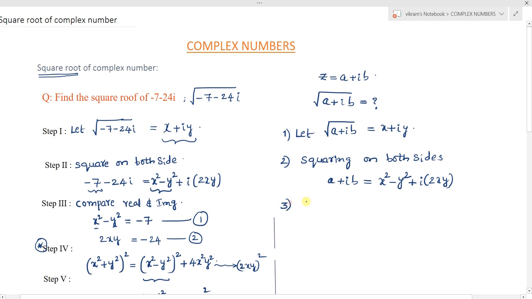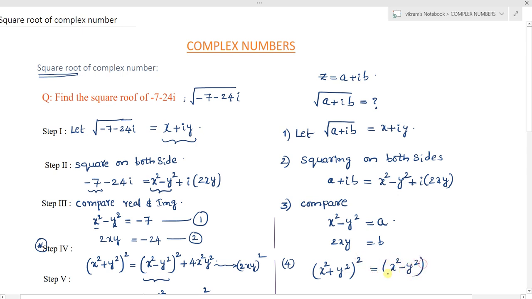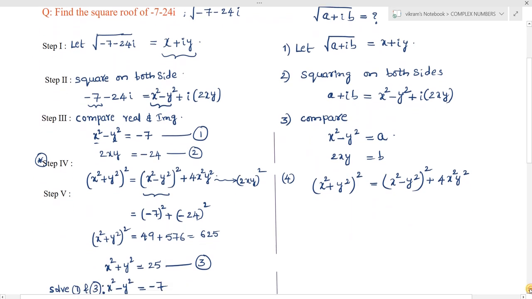Now what is the third step? Compare the real and imaginary parts of the equality. What will we get over here? x squared minus y squared equals a and 2xy equals b. The fourth step is to find x squared plus y squared. We need to use (x squared plus y squared) whole squared equals (x squared minus y squared) whole squared plus 4 times x squared y squared.